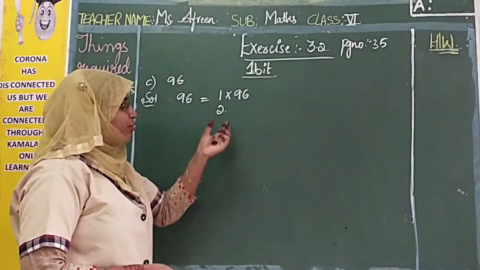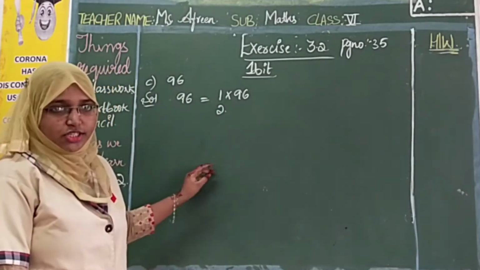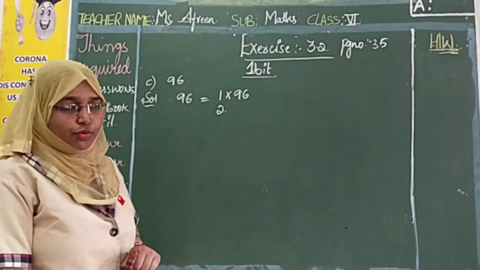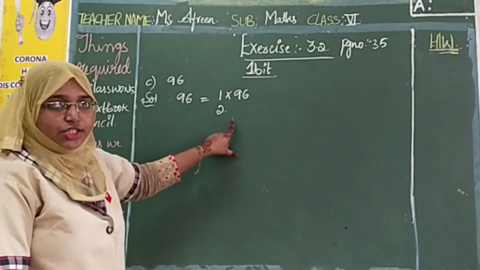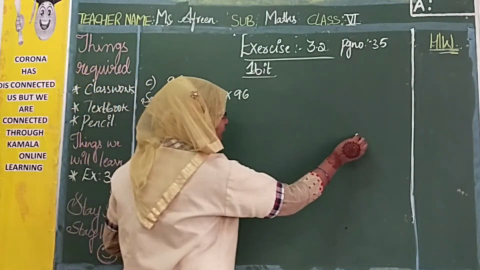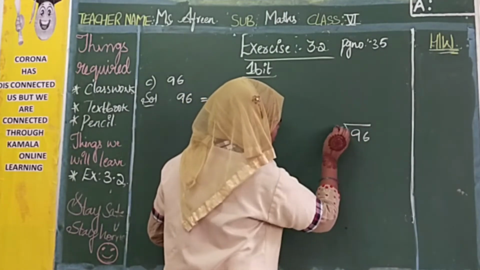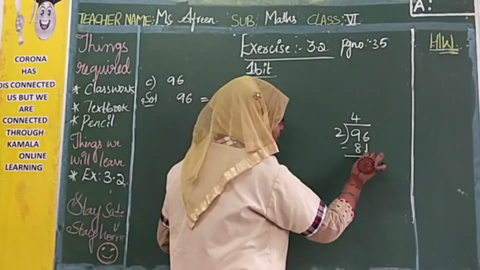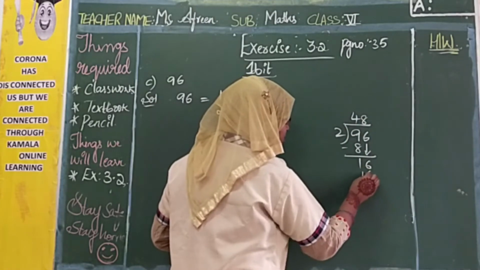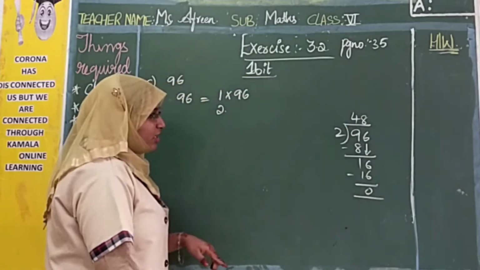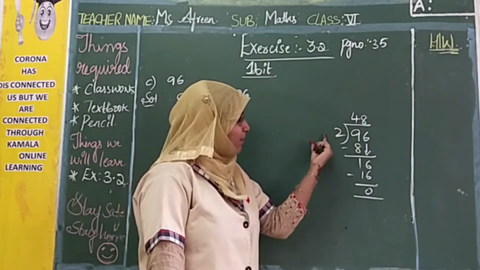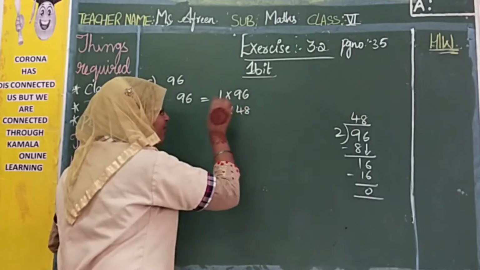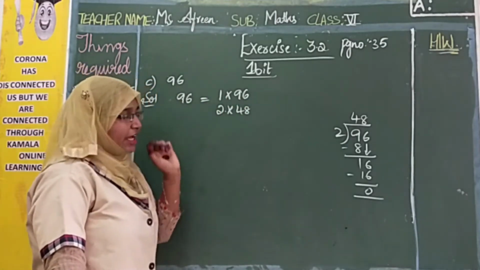Now, will 96 go in the 2 table? To check it, we have divisibility rules, right? If the last digit is an even number, that is 0, 2, 4, 6, 8, then it is divisible by 2. Now, 6 is there, so yes, 2 is also a factor. Now, we need to check at which multiple this is a factor. 2 4s are 8. 9 minus 8, 1. Now, if you take down 6, it is 16. 2 8s are 16. 16 minus 16 is 0. It means 2 and 48 are the multiples. If we multiply 2 into 48, we will get 96. So 2 times 48 will get us 96.